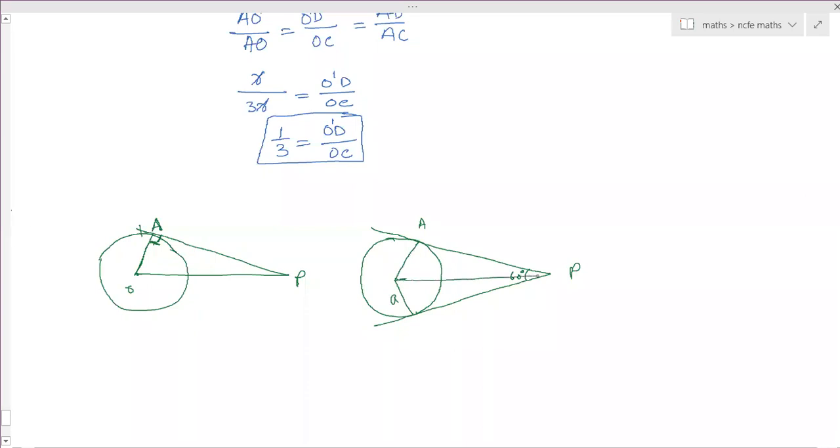OP distance you have to calculate. So this is O. This is 60. That means the upper one is 30. This is A. This is 90 degree. So sine 30 is 1 by 2. What is sine 30 in this triangle OAP? OA by OP. OA is A. A by OP is equal to 1 by 2. So OP is equal to 2A. Double the radius.